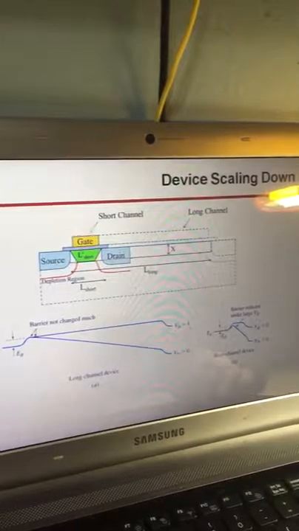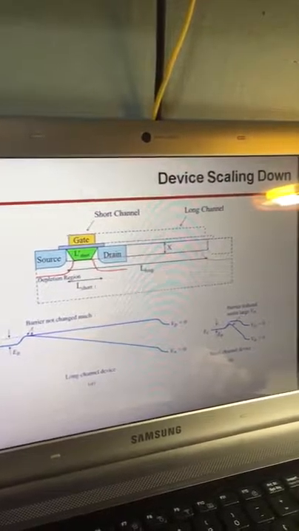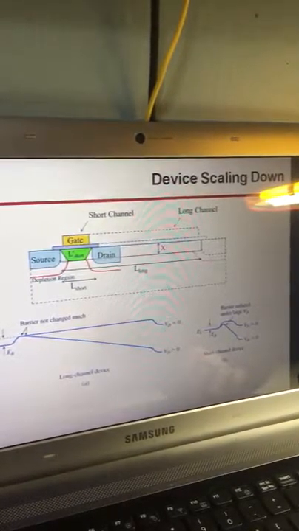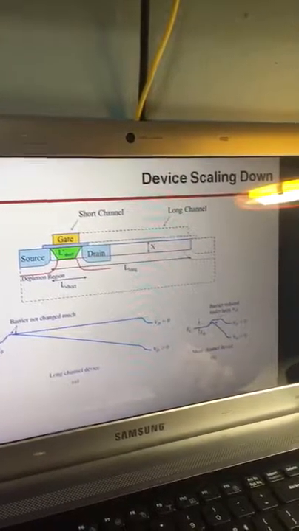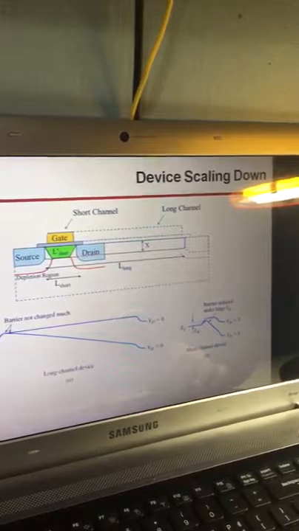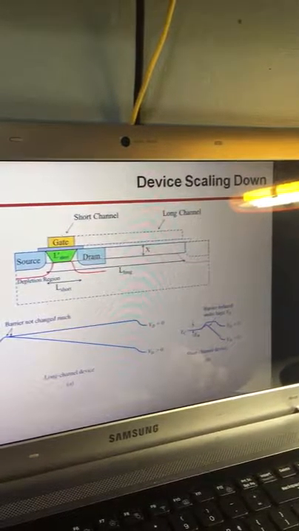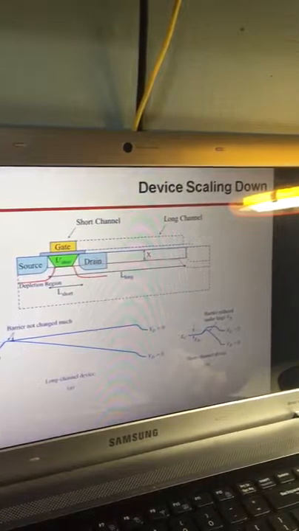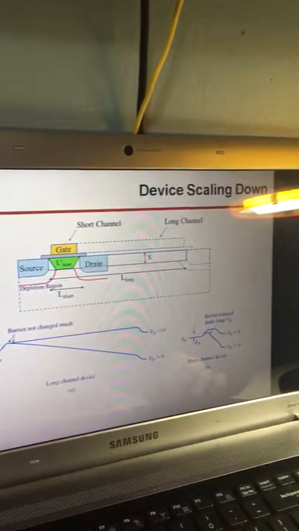And third, I'm gonna talk about device scaling down. In this section, we have to focus on the DIBL effect, which is an abbreviation of drain-induced barrier lowering. The DIBL effect is that as the channel length decreases, the more obviously it will affect.